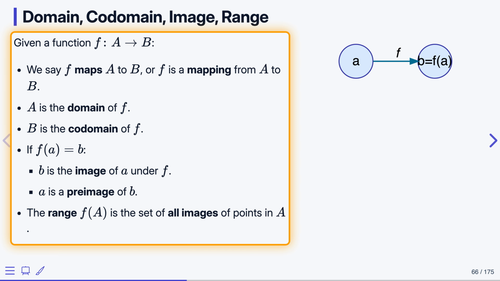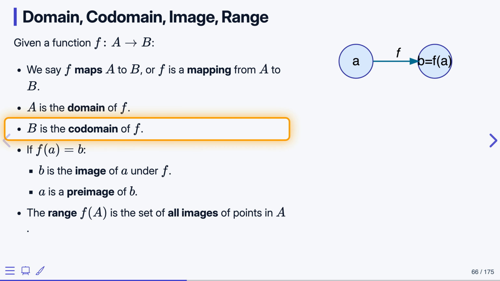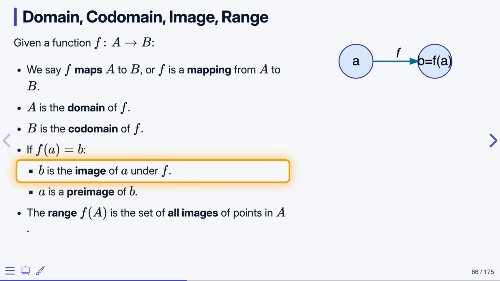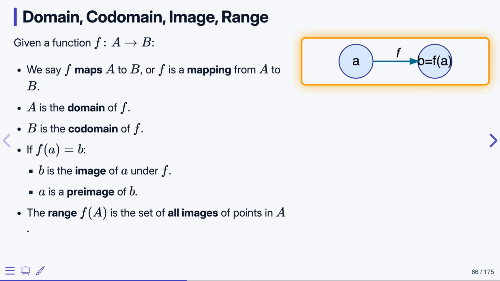Now we name the parts of a function f from A to B. We say f maps A to B, or that f is a mapping from A to B. The set A is called the domain of f, that is where the inputs come from. The set B is called the codomain of f, that is the target set the outputs are allowed to land in. Now suppose f of a equals b, then b is called the image of a under f, and a is called a preimage of b. The little picture shows it. The arrow labeled f takes the point a on the left to the point b on the right.